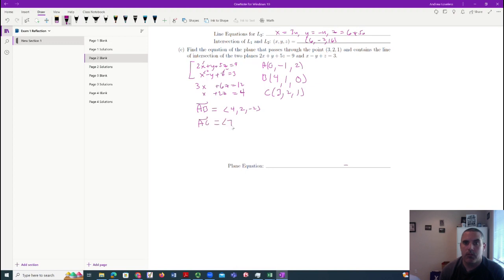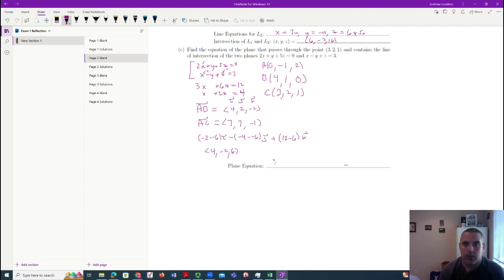AC would be 3, 3, negative 1. Cross product: negative 2 minus negative 6, that's going to be 4. Negative 4 minus negative 6, that's going to be negative 2 when we're all done. And 12 minus 6 is going to be 6. So you're going to get 4, negative 2, 6.